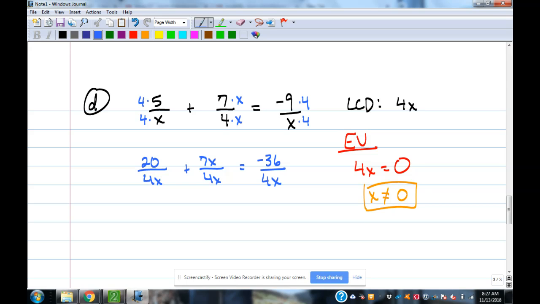After you've done that, you can throw the denominator away. And the only problem you have left is the numerator equation. The numerator equation is 20 plus 7x equals negative 36. So you've got to get everybody having the same denominator. Once you do that, you just work with the numerators. You set up the equation with just the numerators and solve it.